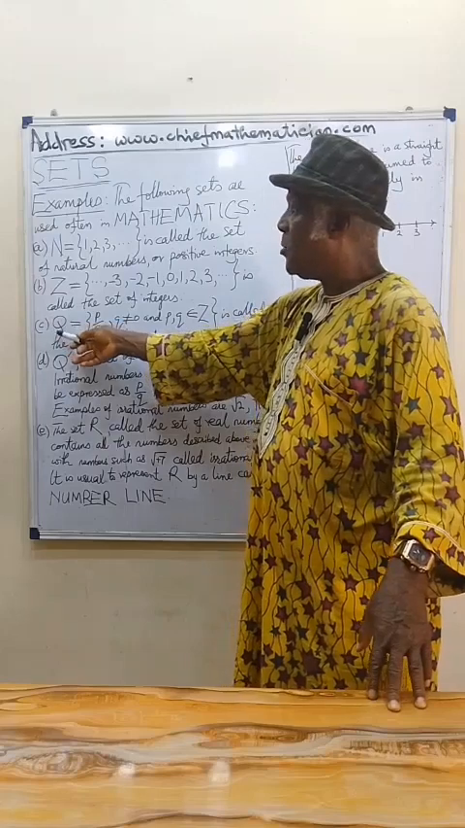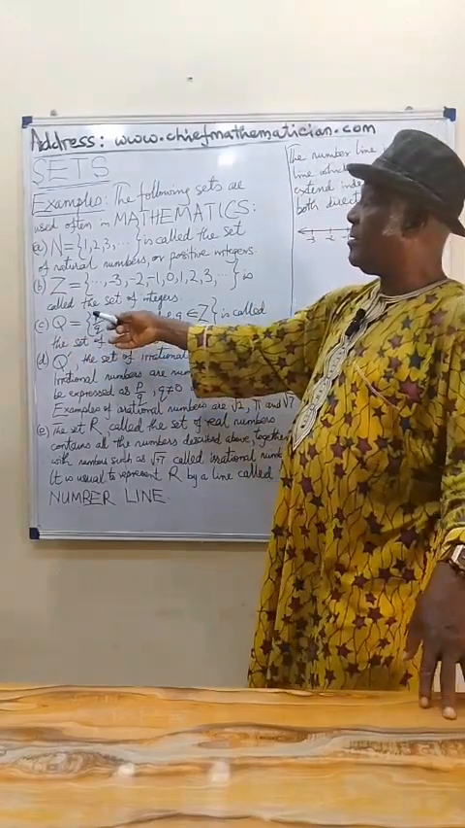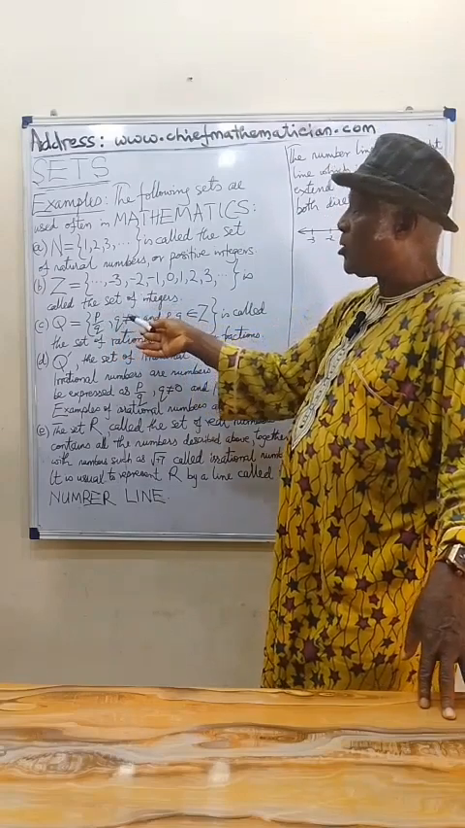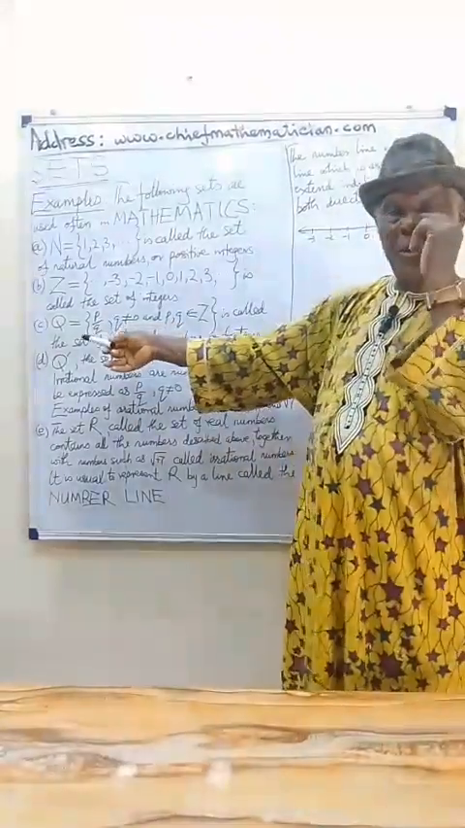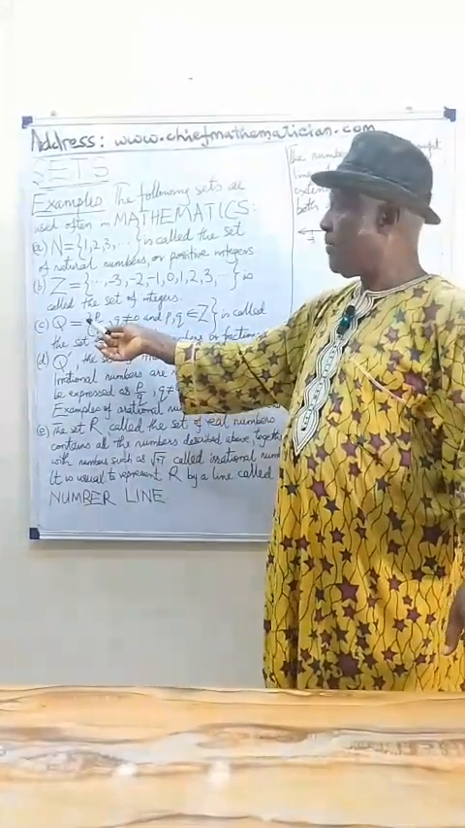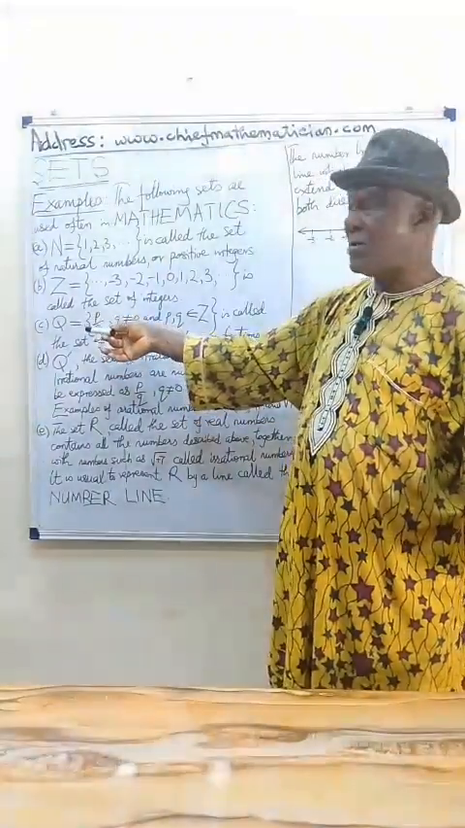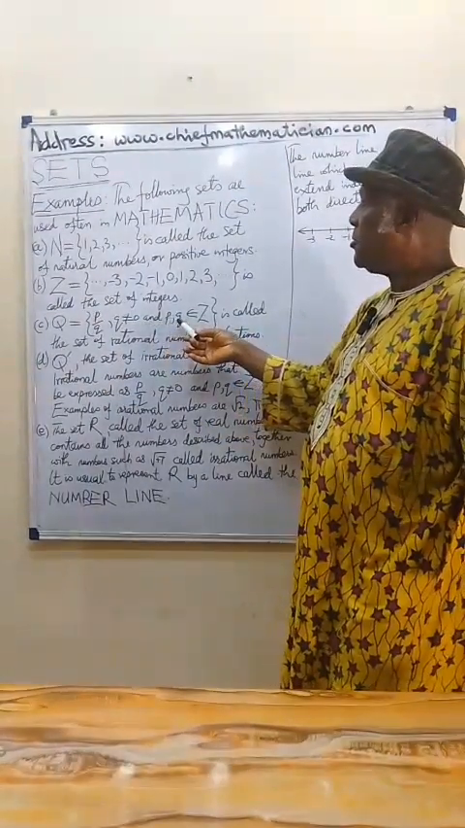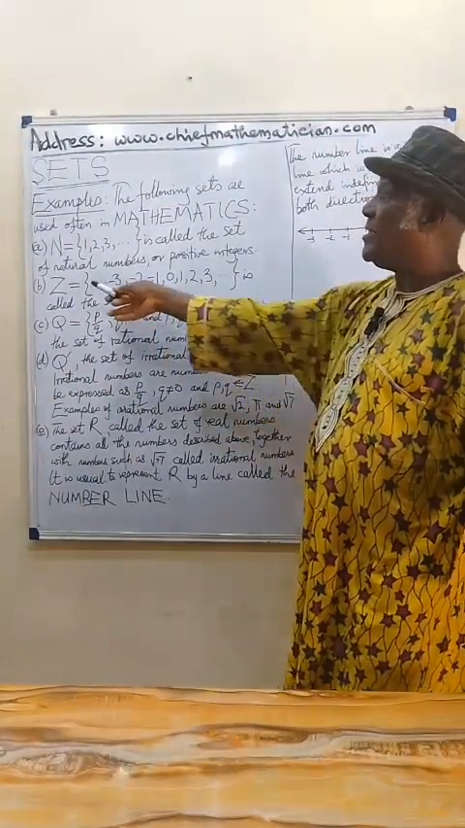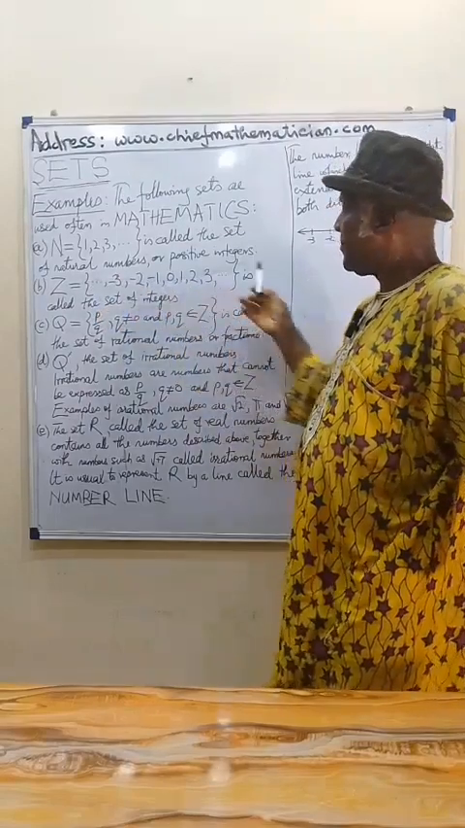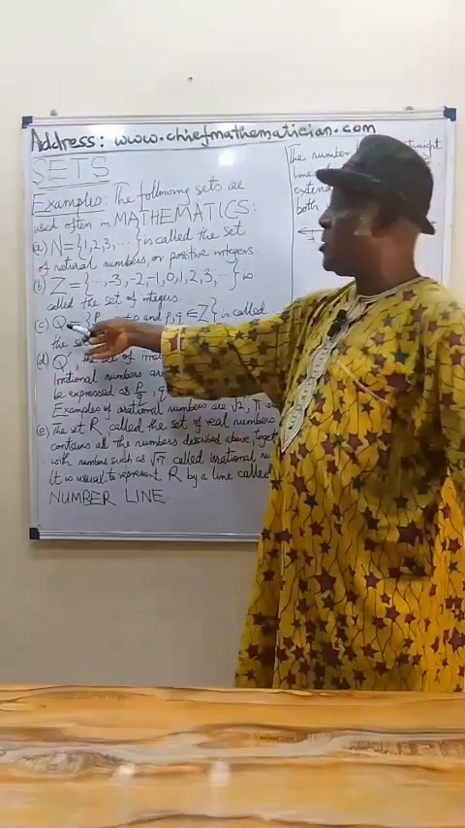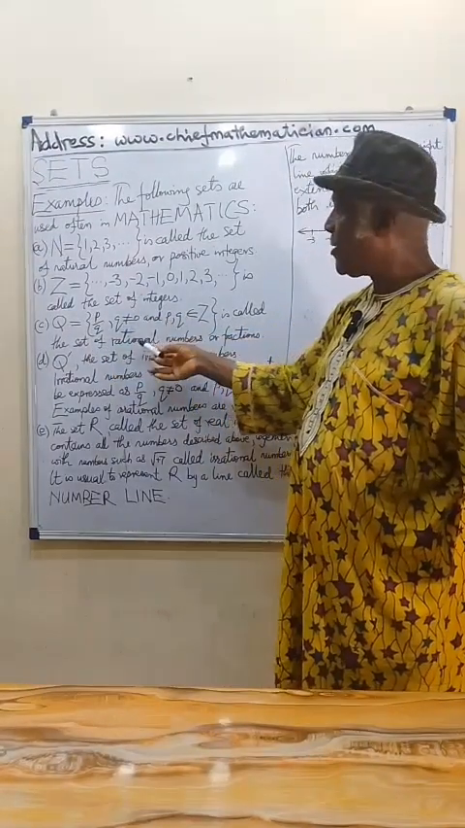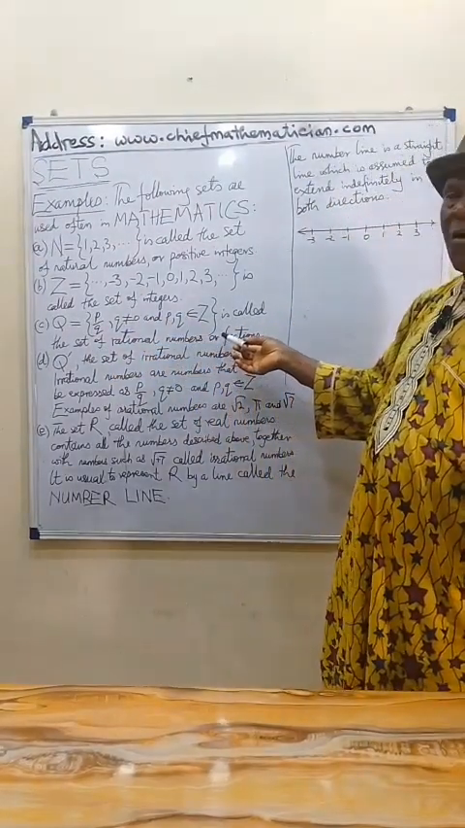C, the set Q is the set P over Q, where Q is not equal to 0. Q is not equal to 0 because you cannot divide something by nothing. And P and Q are elements of Z. This set Q is called the set of rational numbers or fractions.